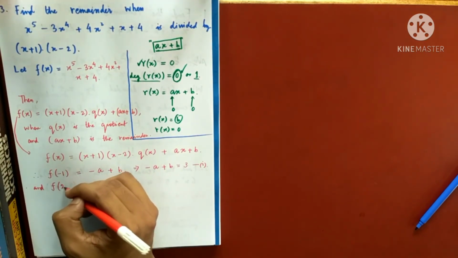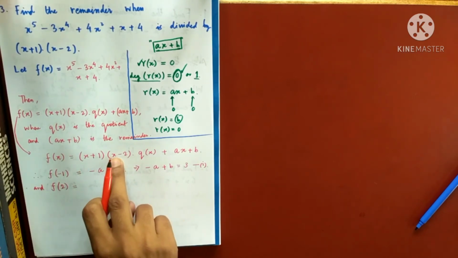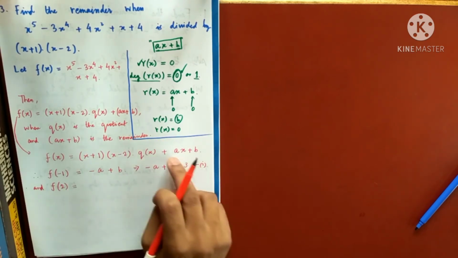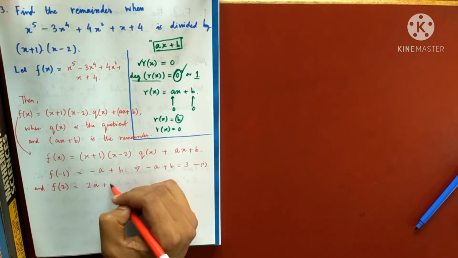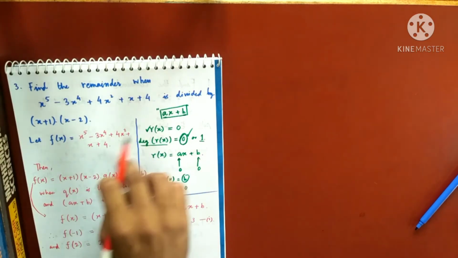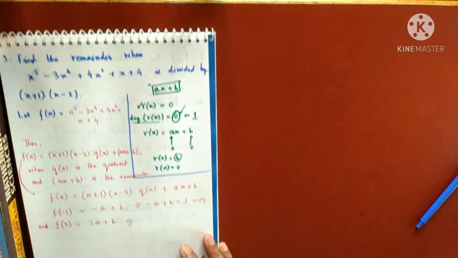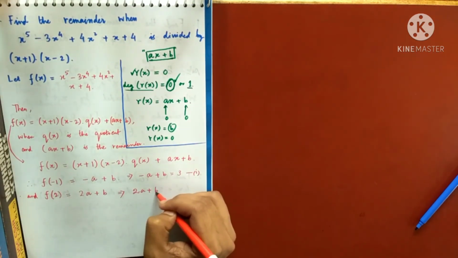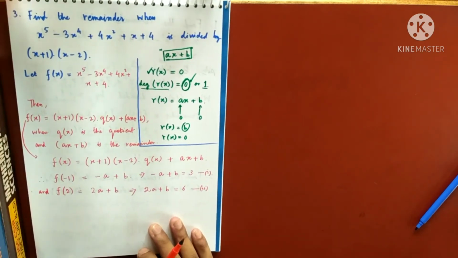So f of 2 equals to, when I am putting x equals to 2 here, this is becoming 2 minus 2, this is 0. So eventually this is becoming 0. So I am remaining with a into 2 plus b, that is 2a plus b. But f of 2, just to check, you just compute f of 2 by yourself. You should get 6. So 2a plus b equals to 6. And now solve this equation simultaneously to get the unique solution.